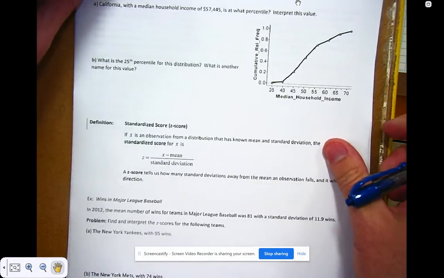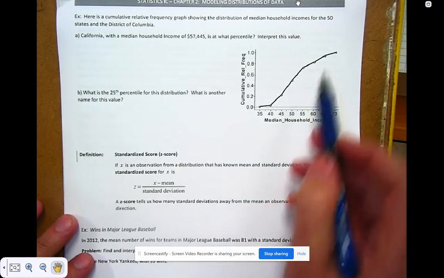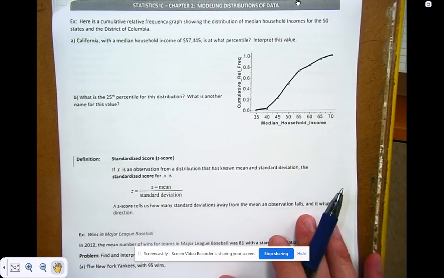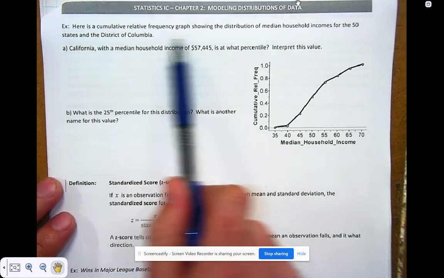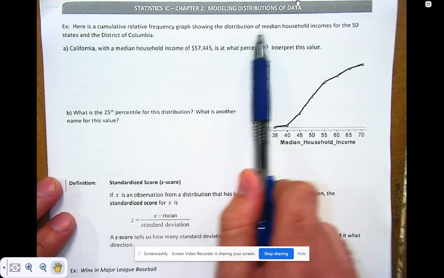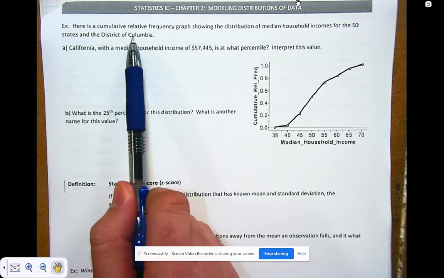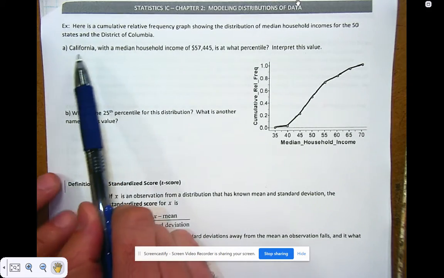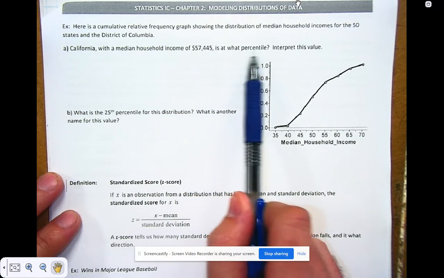All right, so another way that this shows up in statistics is called a cumulative relative frequency graph. Sometimes it's called an ogive graph. It doesn't really matter. So let's just look at the axes and try to figure out what's happening. So we're going to talk about a graph that is showing the distribution of median household incomes for the 50 states and the District of Columbia. Okay, so California with a median household income of this, right, is at what percentile?